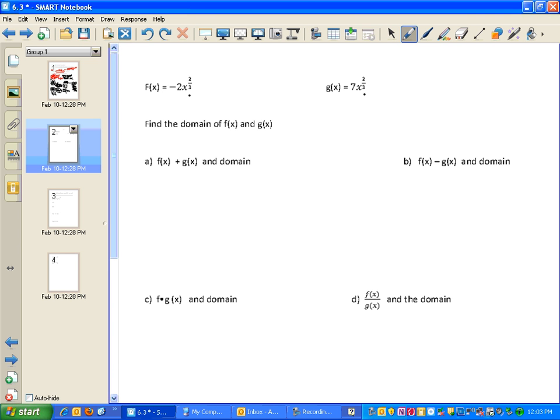Oh, okay. You can. This is saying negative 2 and the cubic root of x squared. This is saying 7 and the cubic root of x squared. You can rewrite it so that you can see your domain. Cubic roots are okay. So what are my domain for f and g?